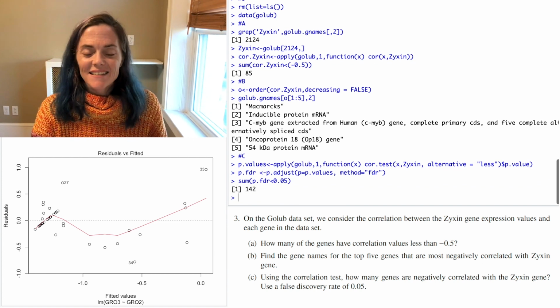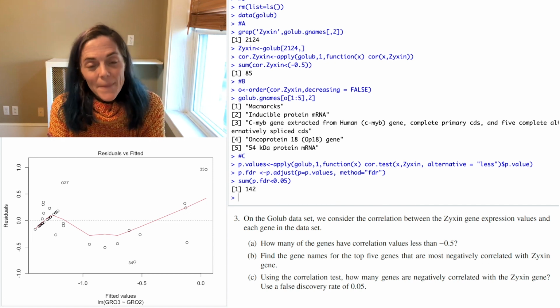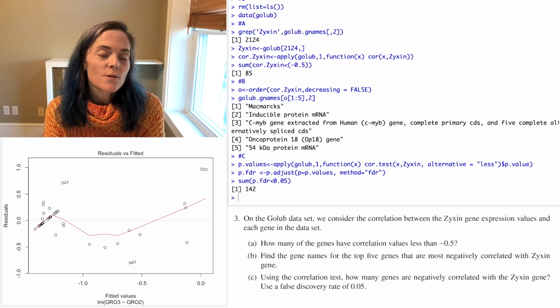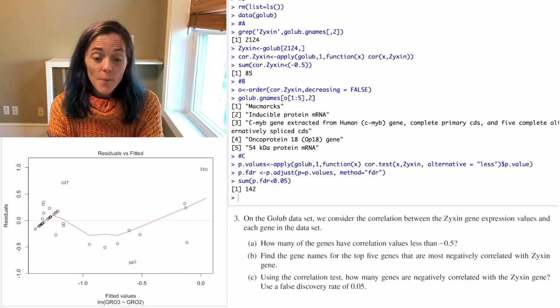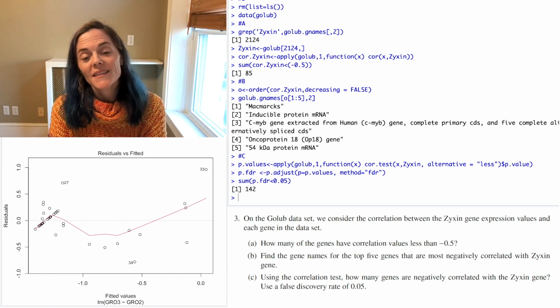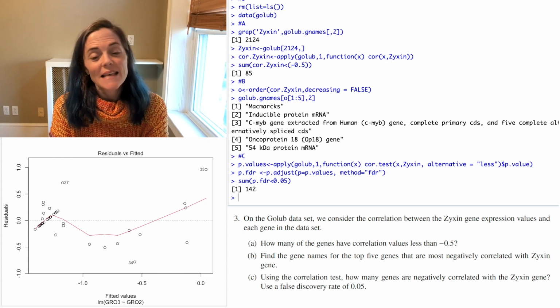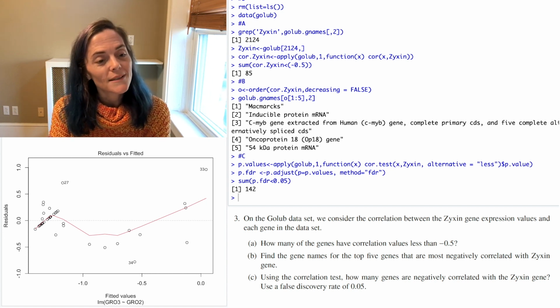We can ask how many of these adjusted p-values, we know really they're q-values for Benjamini-Hochberg, but how many of these are less than 0.05? And the answer is 142. So this is my answer to letter C.